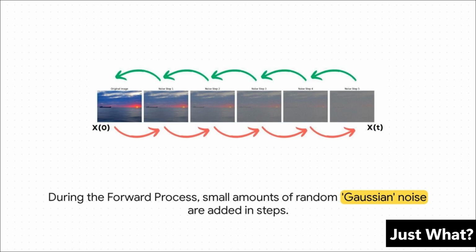So here's what that forward process actually looks like. You start with this beautiful sunset, right? Then the AI adds just a tiny little bit of random noise, what's called Gaussian noise. Then a little more, and then a little more, over hundreds, maybe thousands of tiny steps, until that original image is completely gone. It's just static.